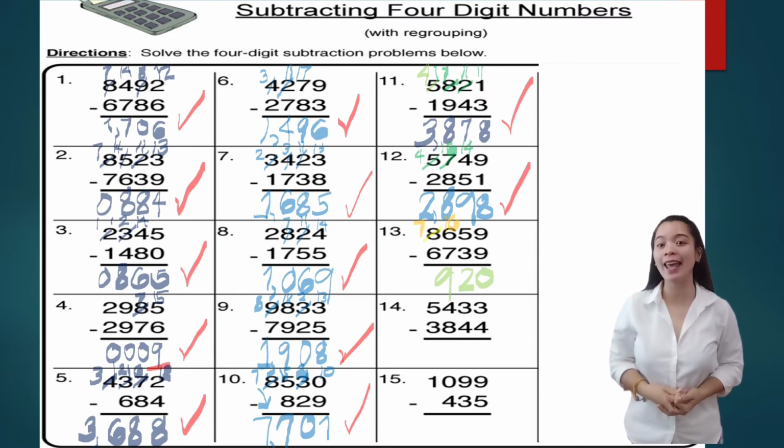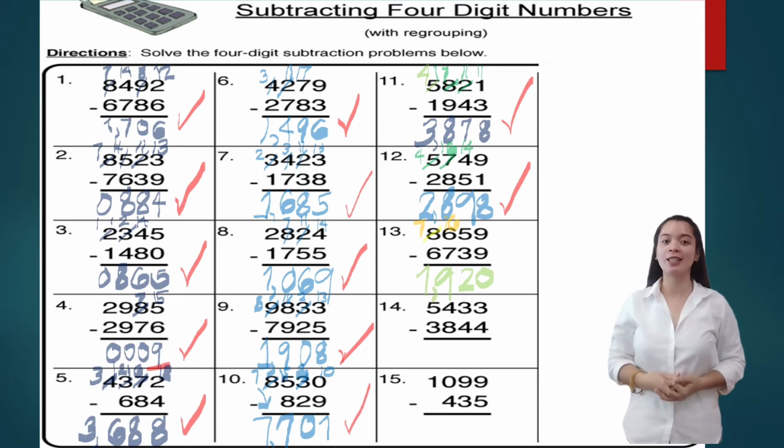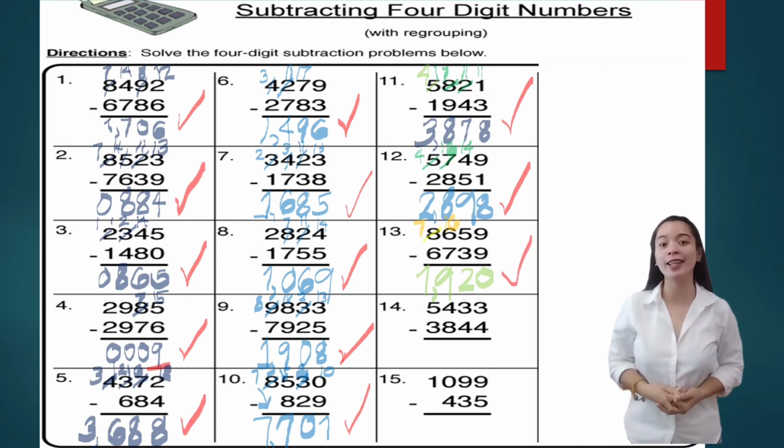And 7 minus 6 equals 1. So our answer is 1,920. Who got the correct answer, kids? Check. Let's go to number 14.